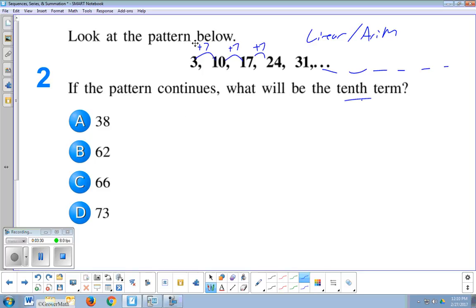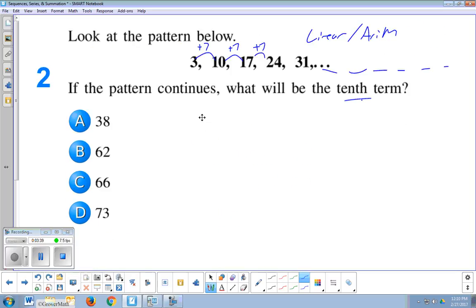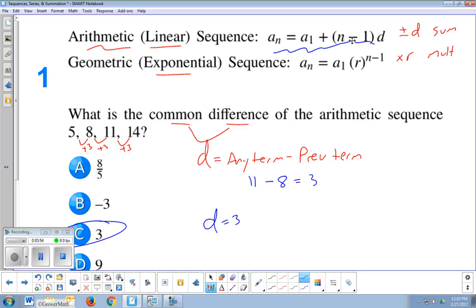Now, if I want to know the 10th term, yes, I could just continue the pattern. But we have an explicit formula that gives us a shortcut. Let me write this down: a sub n, which is basically a way of saying any term, is a1 plus n minus 1 times d. That's what we have here: a1 plus n minus 1 times d.